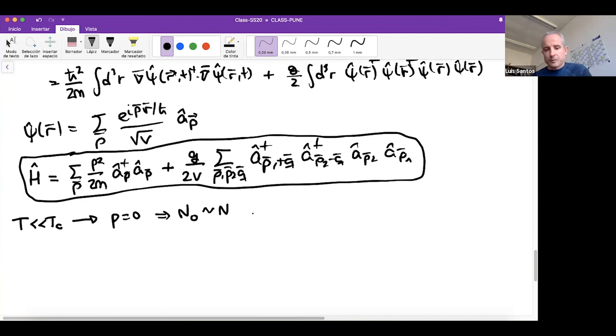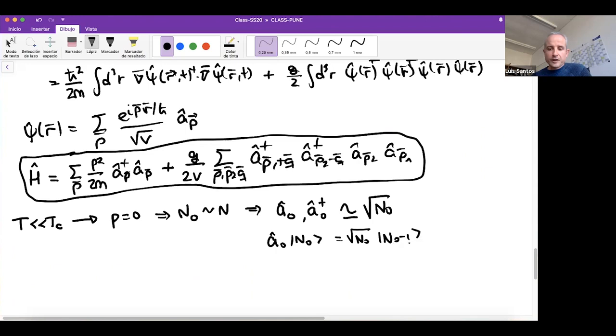And then I can introduce an approximation, which is the following. In principle these are operators, but N0 is very, very large. So I can approximate this basically by the square root of N0. You can see easily why: if you take A0 and apply it over the condensate of N0 particles, you get something like the square root of N0 times N0 minus one. But one is very small compared to N0, so N0 minus one is basically N0, and the same for A0 dagger. So we can substitute this by c-numbers and not by operators, which is the square root of N0.